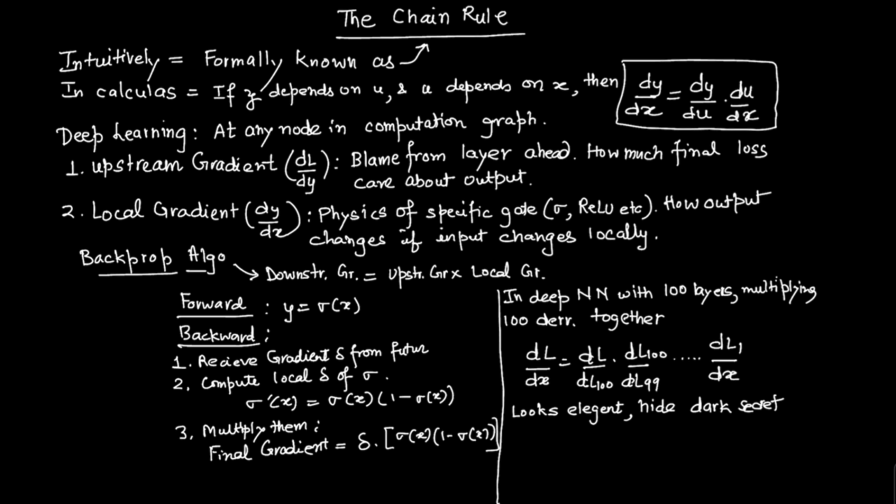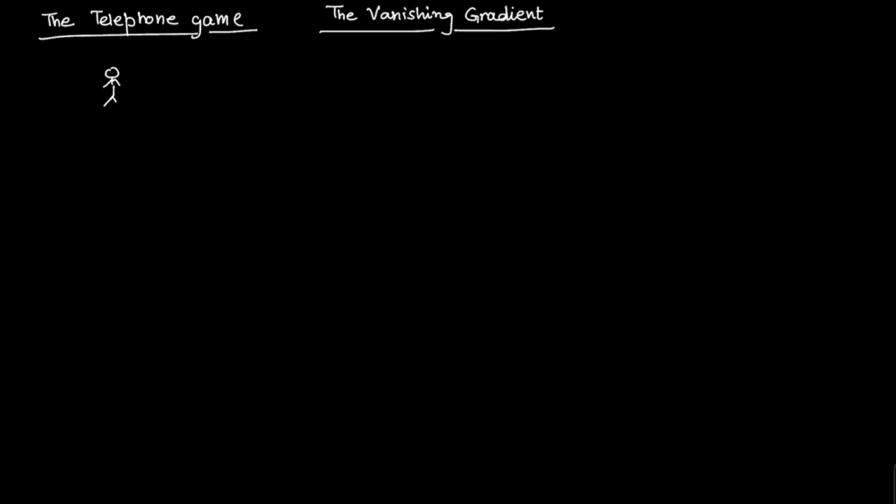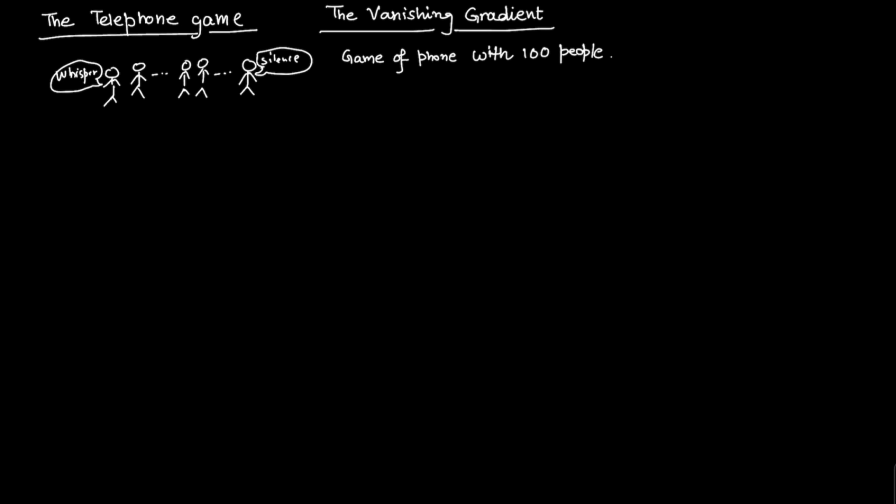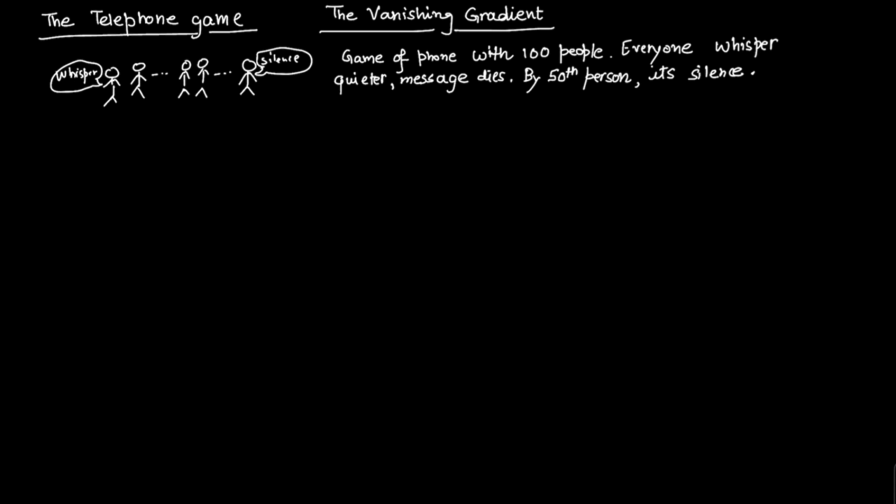But it hides a dark secret. A secret that almost killed deep learning in the 1990s. Imagine a game of telephone. I whisper a message to the person next to me. They whisper it to the next, and so on for 100 people. If everyone whispers perfectly clearly, the message survives. But what if everyone whispers slightly quieter than the person before them? By the time the message reaches the 50th person, it's silence. It's gone. This is the vanishing gradient problem.